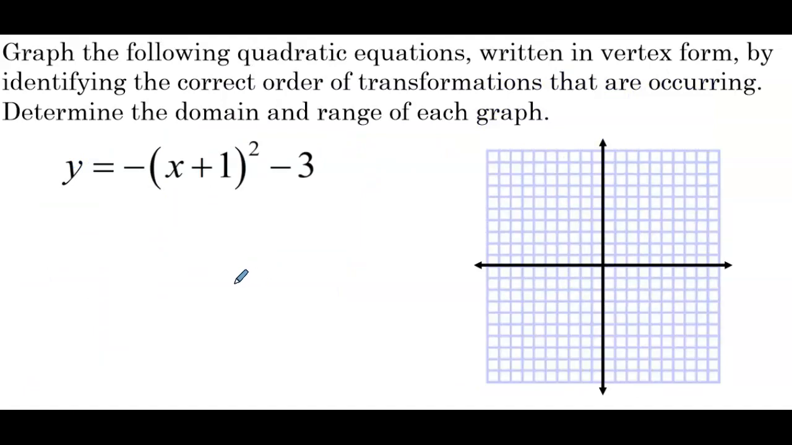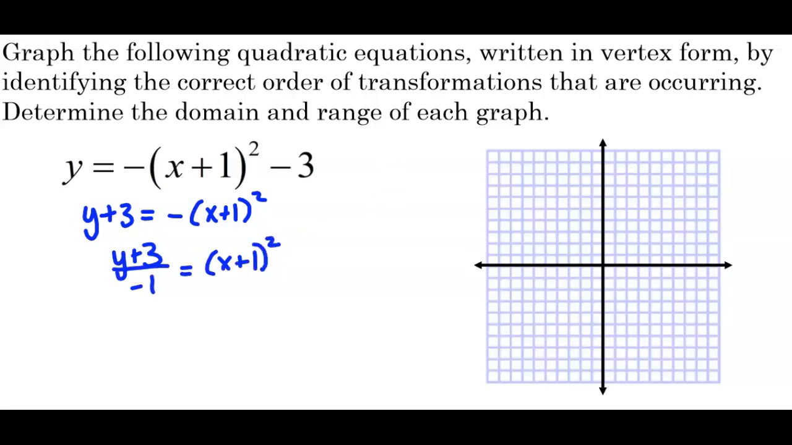Our next function, y equals -1 times the quantity x plus 1 squared minus 3. Okay, so same directions, just a different function. So I'm going to start by adding 3 to both sides. So y plus 3 equals -1 times the quantity x plus 1 squared. That -1 is in front of the parent function, so I'm going to divide both sides by it.